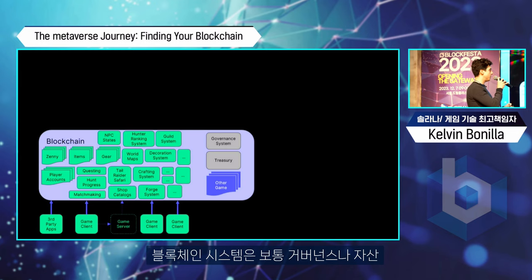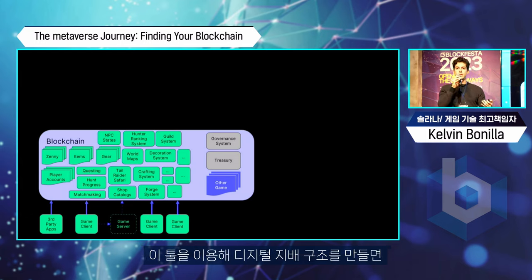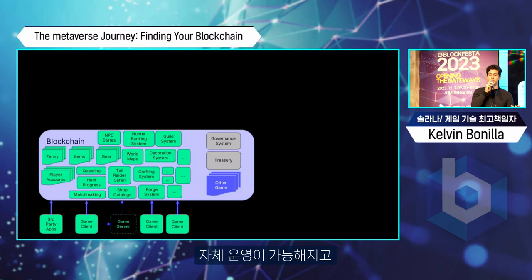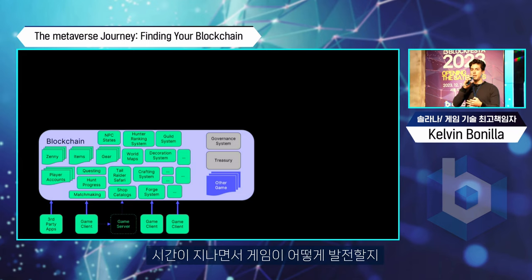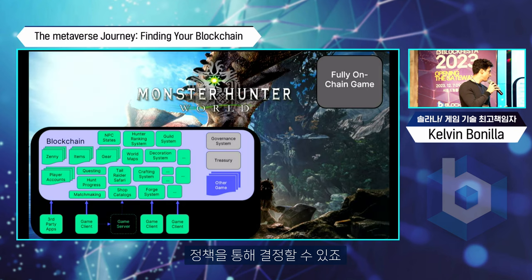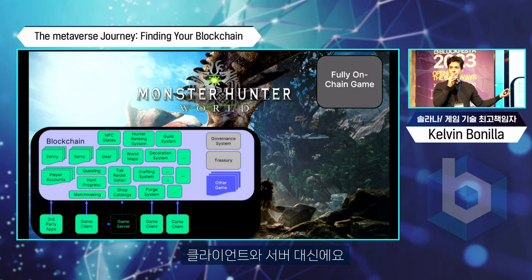The blockchain systems usually have things like governance and treasuries and other tokens and items, decentralized autonomous organizations. We can use these tools to create digital governments that can help develop the game so the game can run on its own and you can have a government of people that decide how the game evolves over time. And that's it. That's a fully on-chain game for Monster Hunter instead of just a simple client and a server.